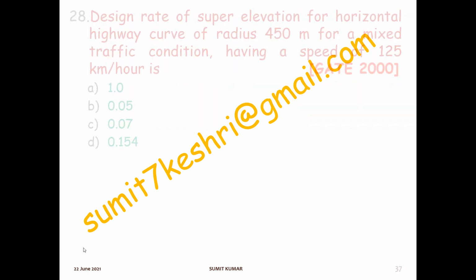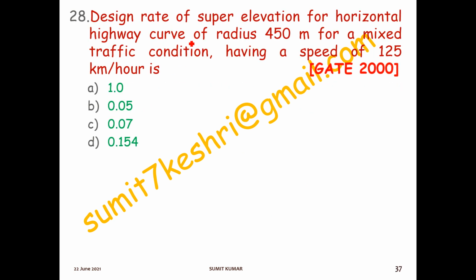Now the next question, 28. Design rate of super elevation for a horizontal highway curve of radius 450 meter for mixed traffic condition having a speed of 125 km per hour. Again here the design rate of super elevation is asked. We know the formula for design rate, and we always design the super elevation with consideration of 75% of the design speed.